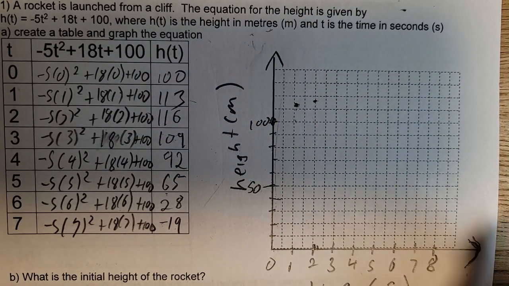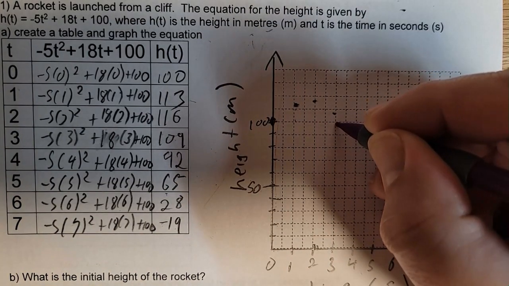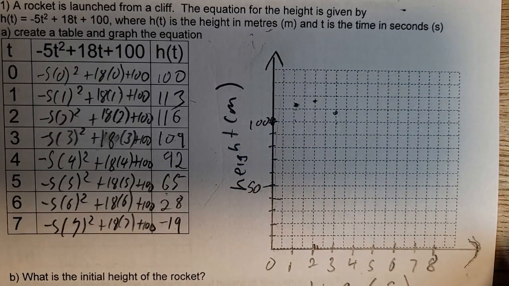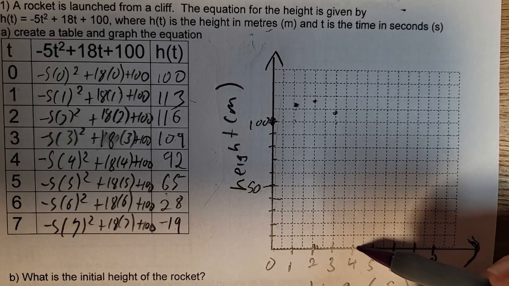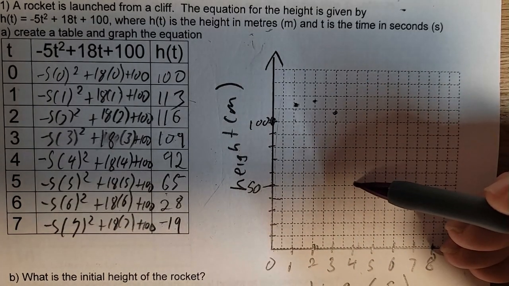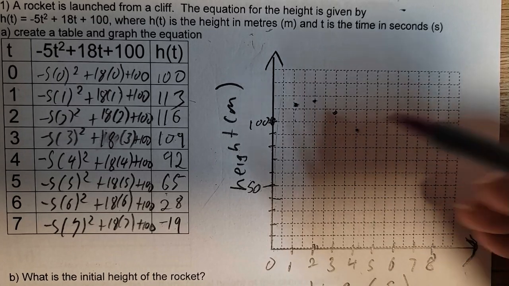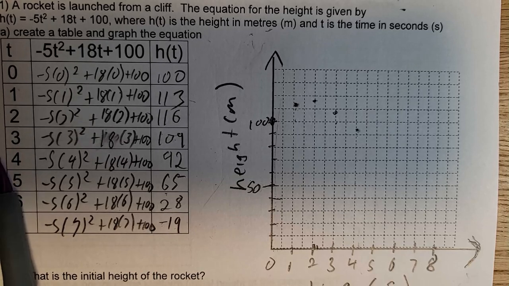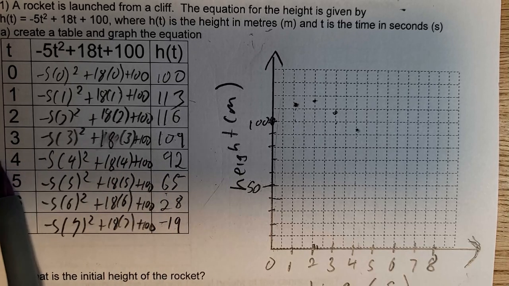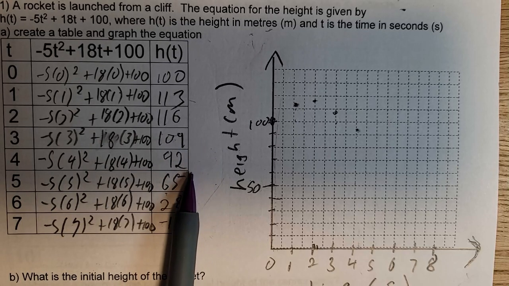Okay, 109, just under the 110 mark. Right about here. Okay, that's 100. That's 110, just a little bit under it. Here. 92. So if we go to the 4, we go all the way up to 50, 60, 70, 80, 90, just a little bit above the 91, right there. And look, 4, 92. And the other one was 3, 109.